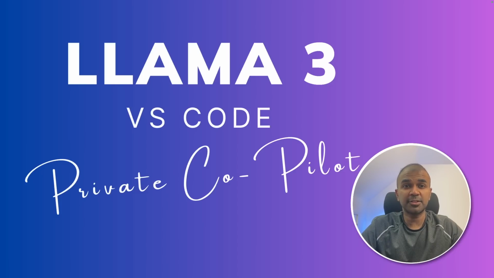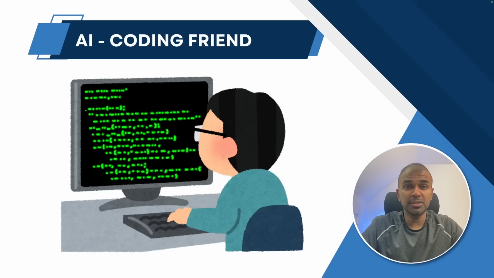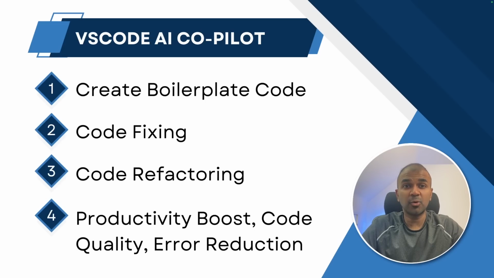Hi everyone, I'm really excited to show you about using Llama 3 with your VS Code application. Using AI as your code companion, you are able to create any quick boilerplate code. You can fix code, you can refactor code on the fly. As a result, it increases the productivity, increases the code quality, and finally reduces errors. I'm going to take you through step by step on how to implement AI in your VS Code.